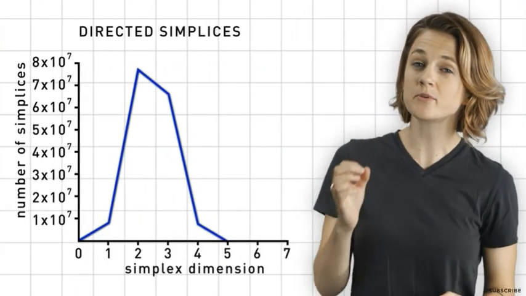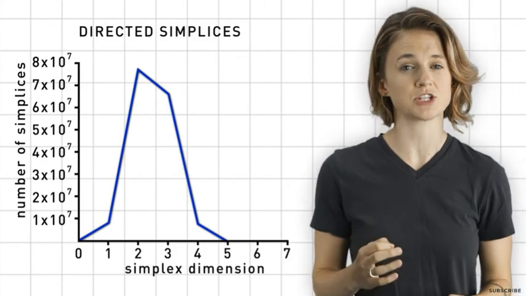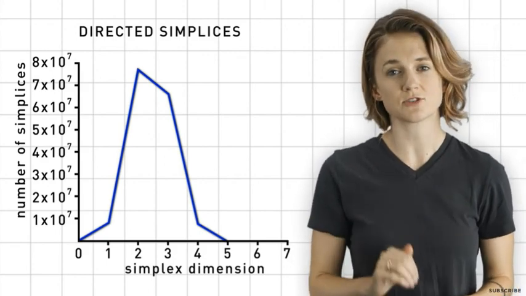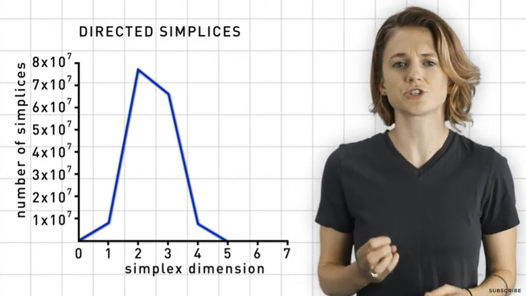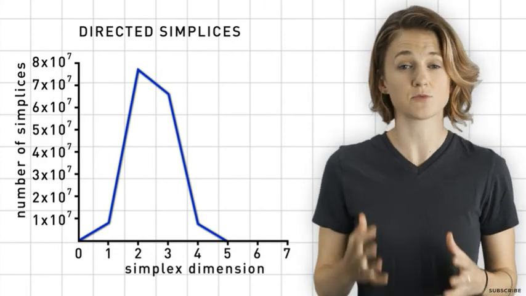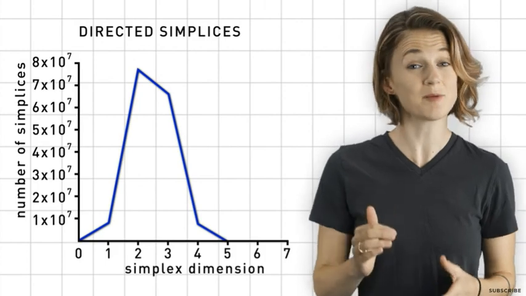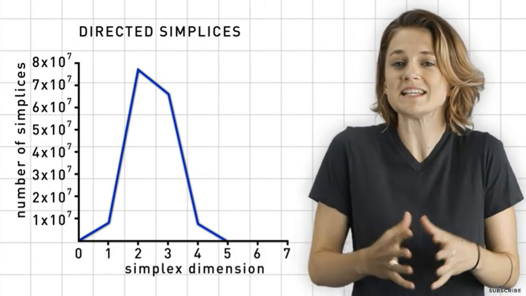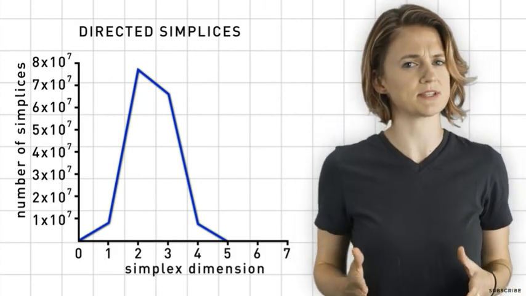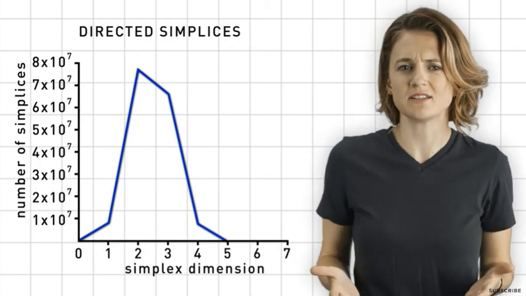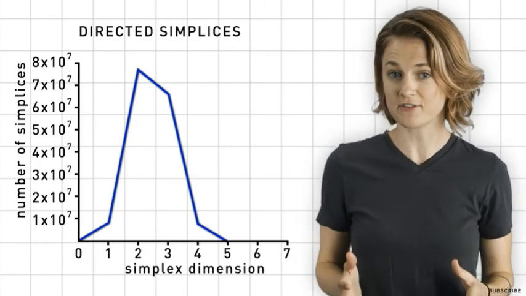This shows the number of directed simplices of each dimension within the digitally reconstructed brain. The researchers checked several variants and found that the reconstructions consistently contained directed simplices of dimensions up to 6 or 7, with as many as 80 million directed 3 simplices. But what does that mean? How do we know if that's significant?